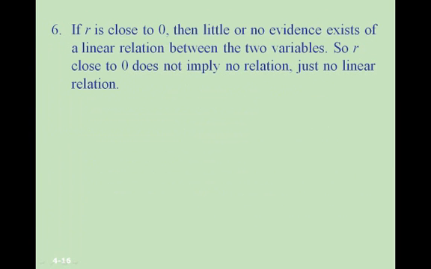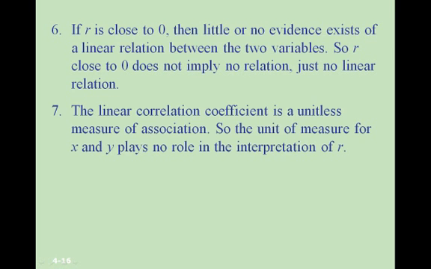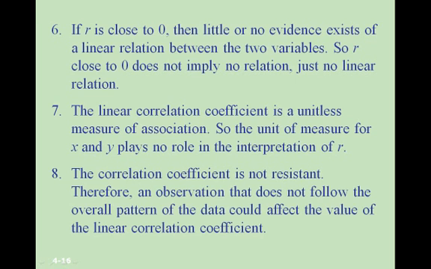If r is close to 0, then little or no evidence exists of a linear relation between the two variables. So r close to 0 does not imply no relation, just no linear relation. The linear correlation coefficient is a unitless measure of association, so the unit of measure for x and y plays no role in the interpretation of r. The correlation coefficient is not resistant. Therefore, an observation that does not follow the overall pattern of the data could affect the value of the linear correlation coefficient.